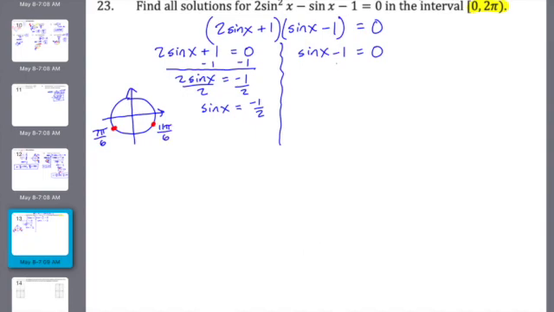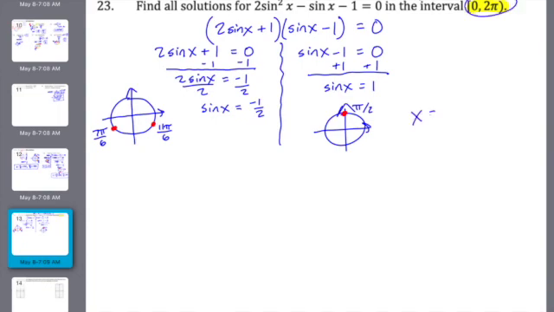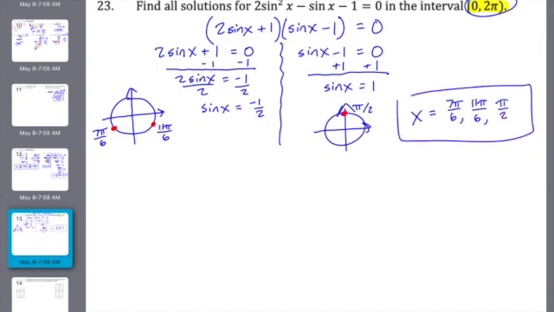Okay, for this part, we're going to add 1, and we get sine x equals 1. So where on the unit circle does sine have a value of 1? Well, that's only up here at pi over 2. So we've got 3 solutions that are physically on our unit circle or on this interval. So we're going to say x equals 7 pi over 6, 11 pi over 6 and pi over 2 are the 3 solutions for that equation.